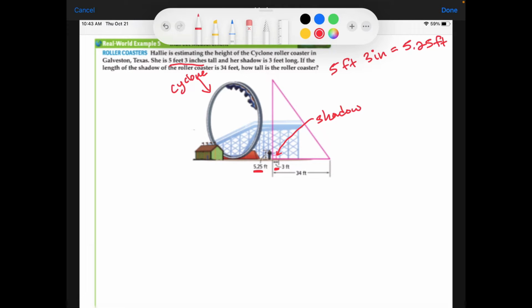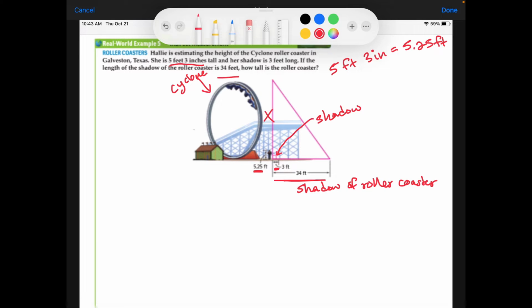If the length of the shadow of the roller coaster, this is the shadow of the roller coaster, if that shadow is 34 feet, how tall is the roller coaster? So what I'm looking for is this right here. What's the height? So I'm going to go ahead and put an X there to show that I'm looking for that.